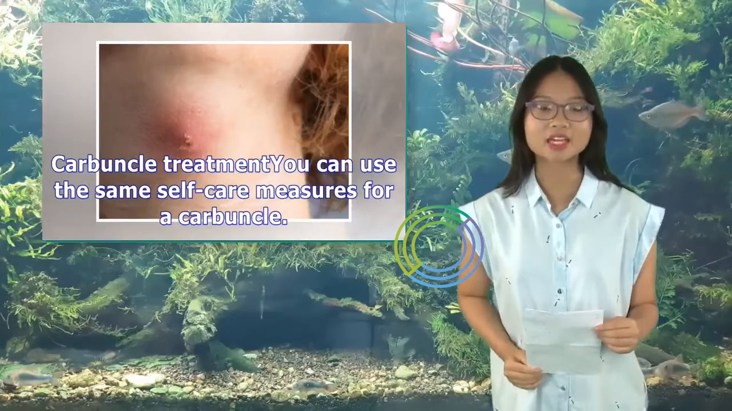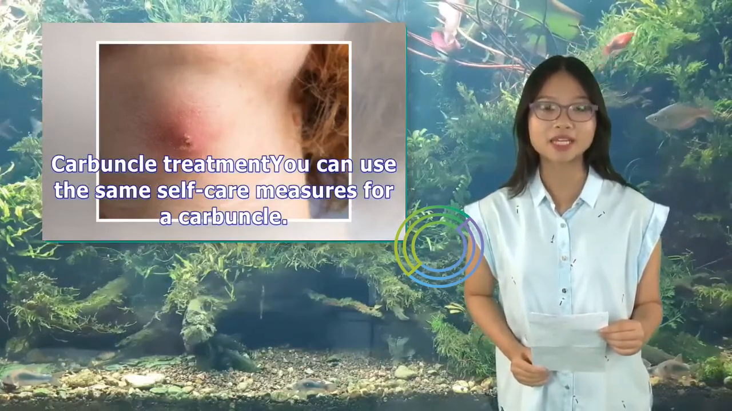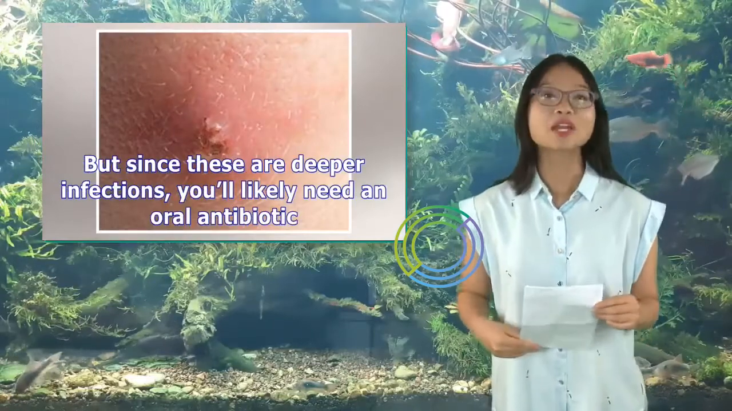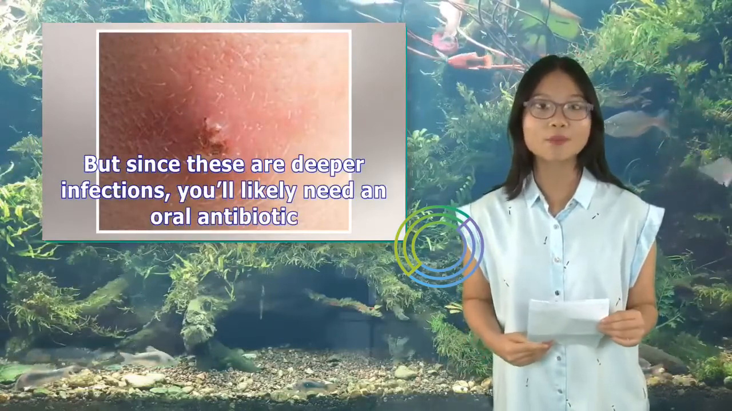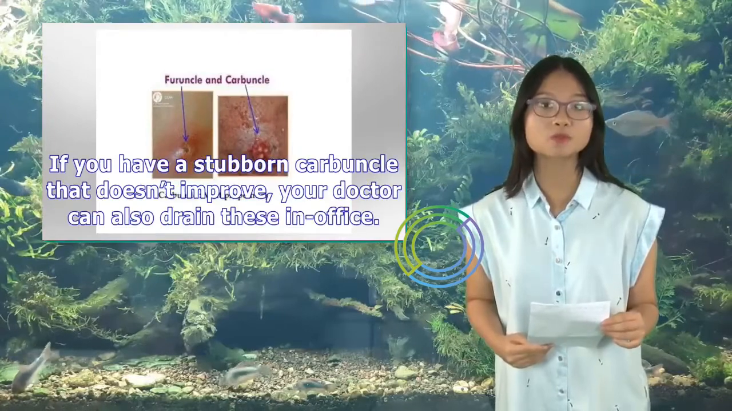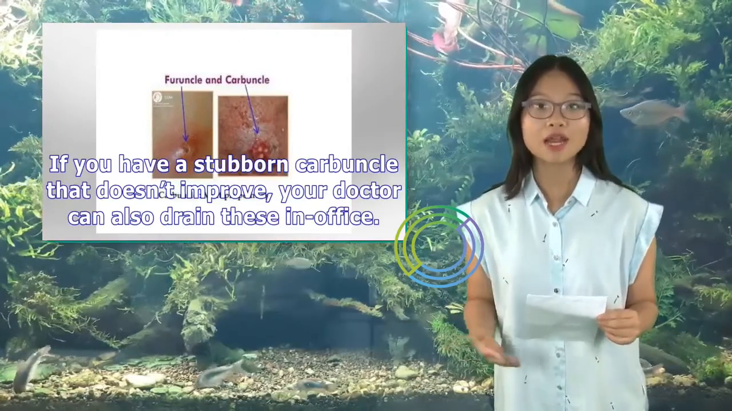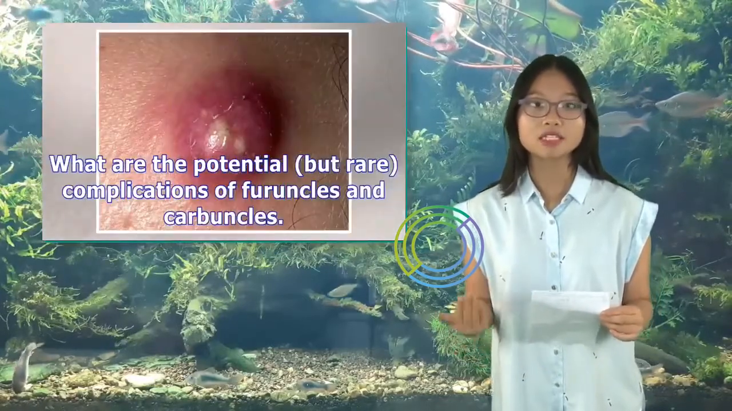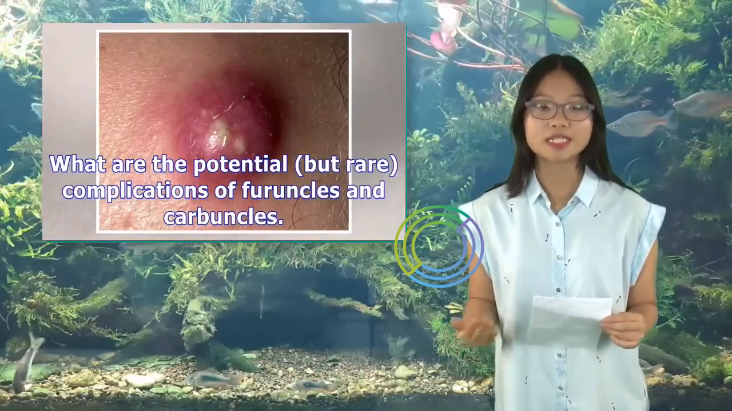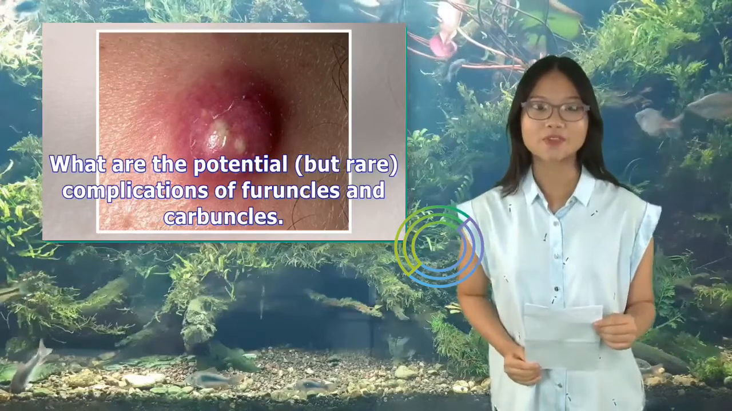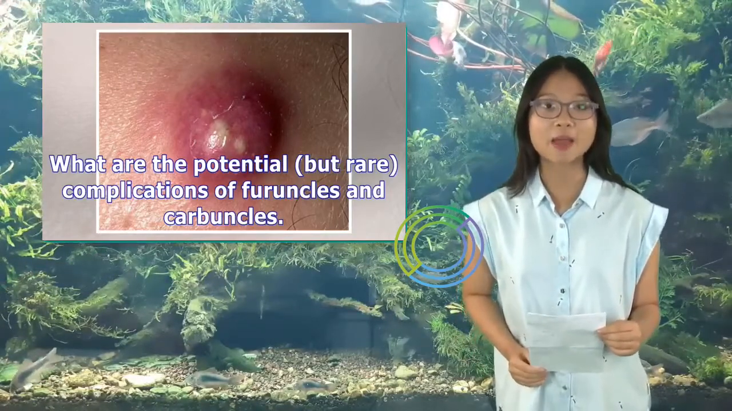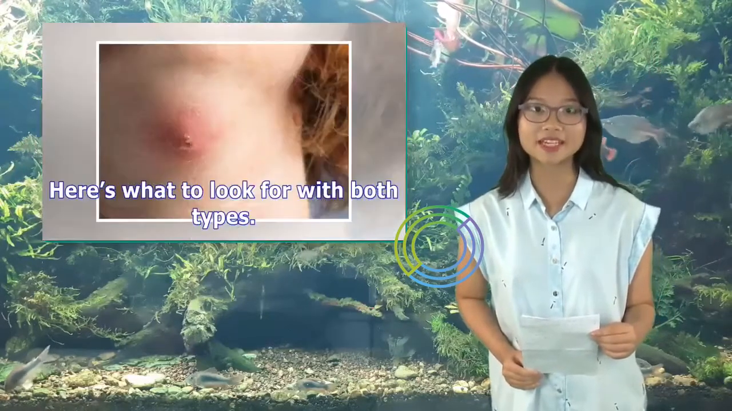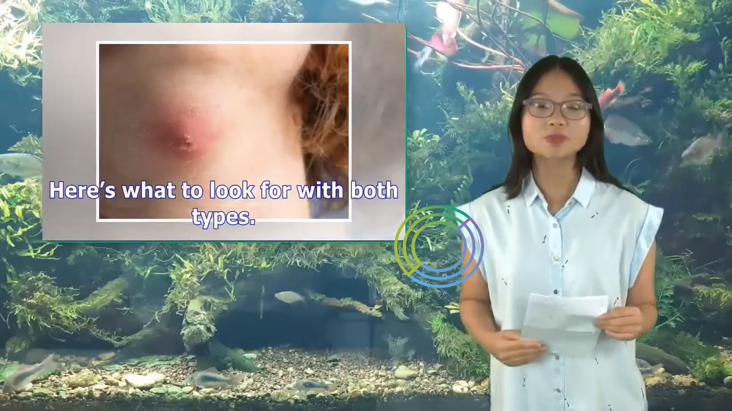Carbuncle treatment: you can use the same self-care measures for a carbuncle. But since these are deeper infections, you'll likely need an oral antibiotic. If you have a stubborn carbuncle that doesn't improve, your doctor can also drain these in office. What are the potential, but rare, complications of furuncles and carbuncles? Severe complications can happen with these lesions, although unlikely. Here's what to look for with both types.